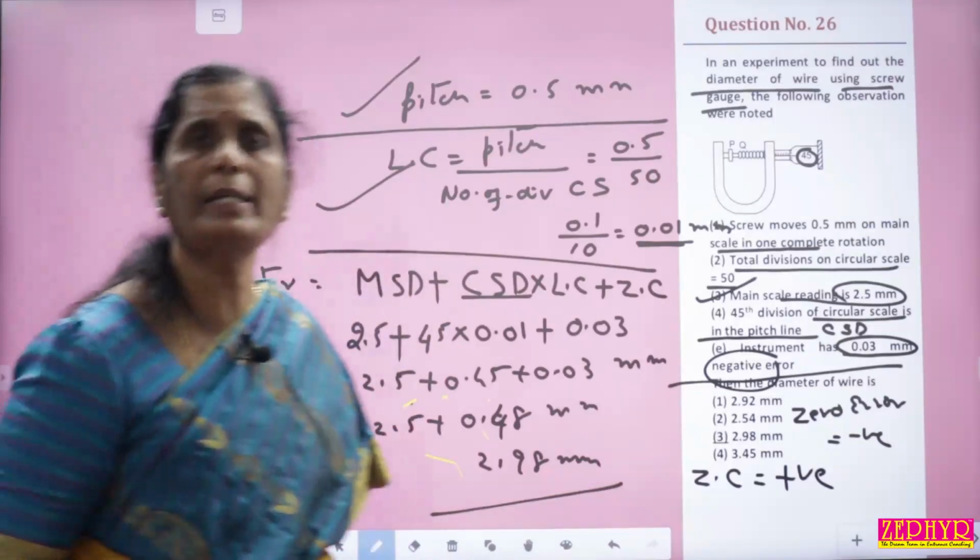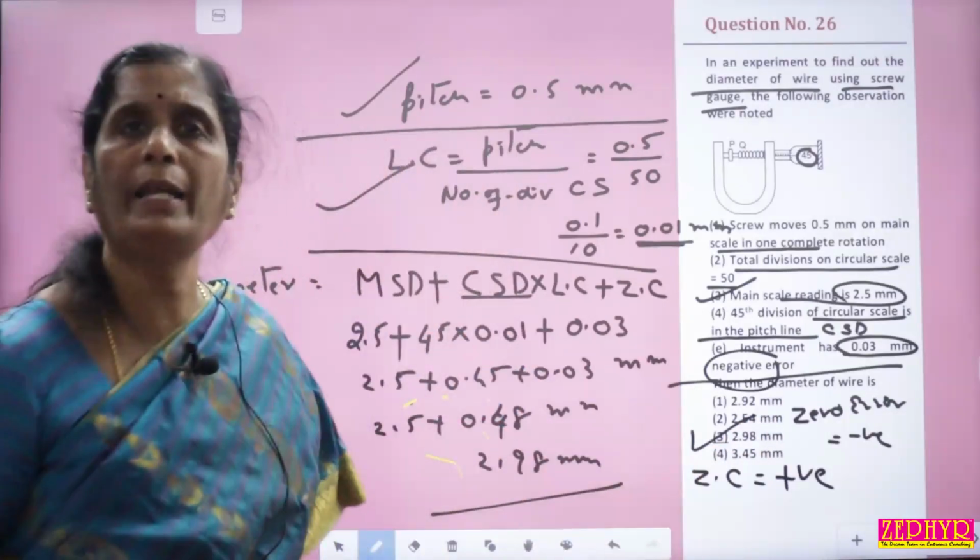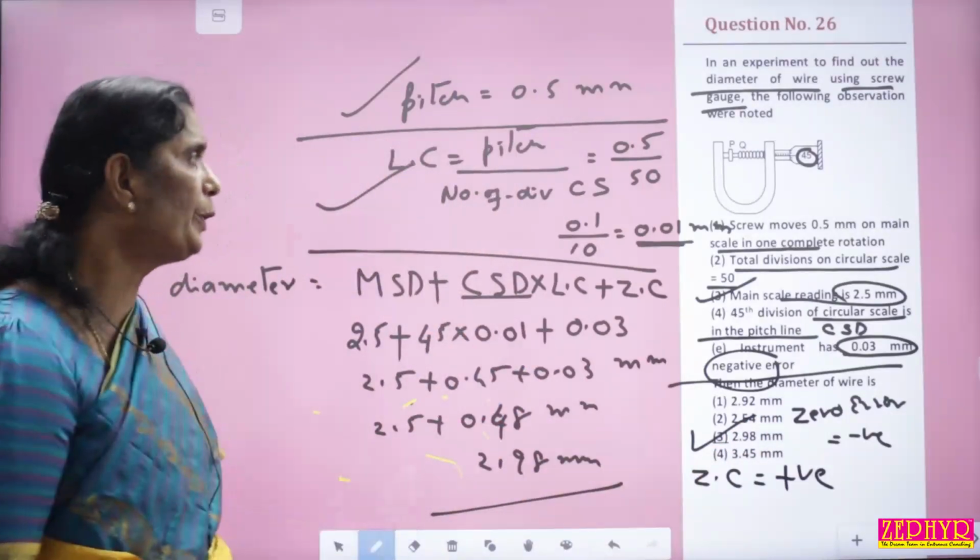Okay, now check whether you want it in millimeter or centimeter. Yes, they want it in millimeter. So 2.98 will be the answer in millimeter. In this way, you have to do it. Okay.